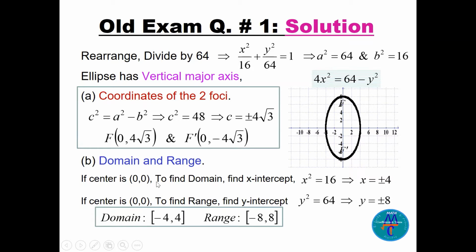The domain: if the center is 0, 0, to find the domain of the ellipse, find the x-intercepts. So it will be from minus 4 to 4. To find the range, find the y-intercepts, let x equal to 0. So the range will be minus 8 to 8.